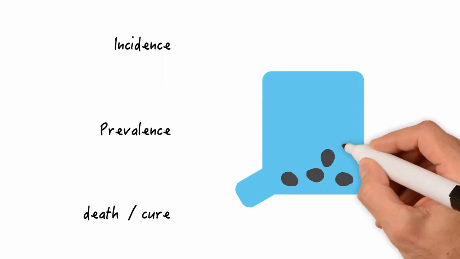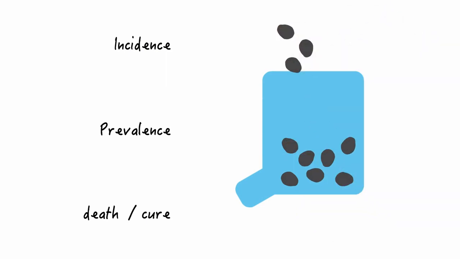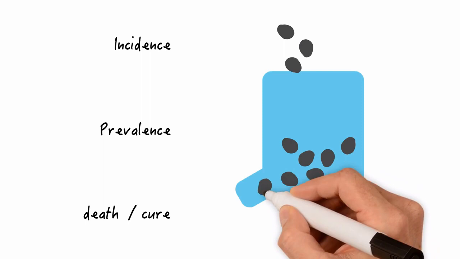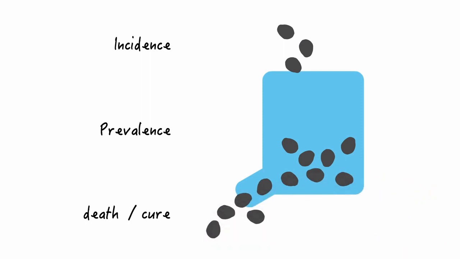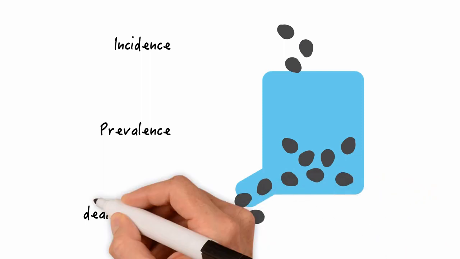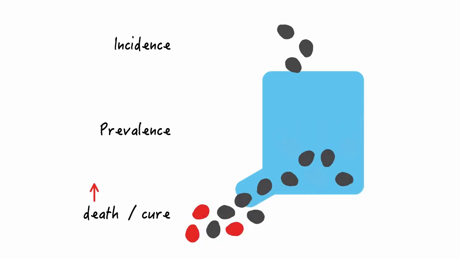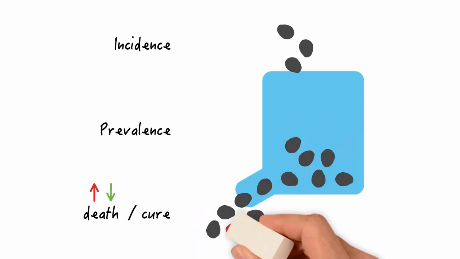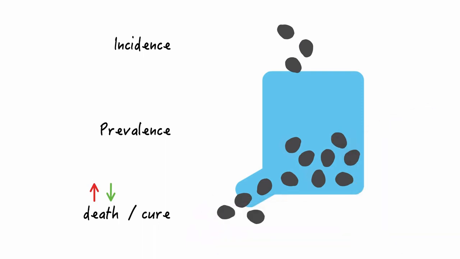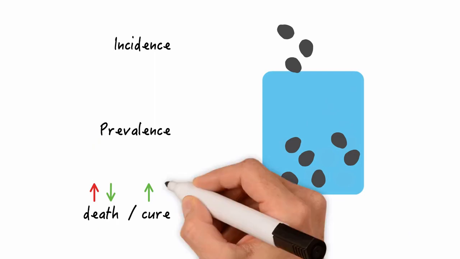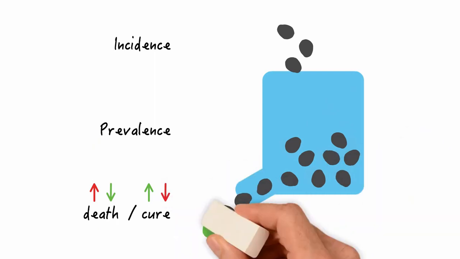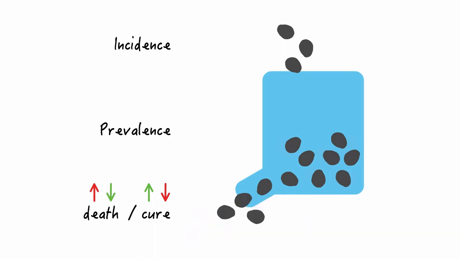Let us depict that with a vessel full of pebbles. The vessel is filled with pebbles or new cases by the incidence rate, and it's emptied by death or cure. This means that if death goes up, then more people will leave the vessel, and if death goes down, then more people will stay in the vessel. And the same thing applies for cure. If more people are cured, more pebbles or people will leave the vessel, and if cure rate goes down, then more pebbles or people will stay in the vessel.